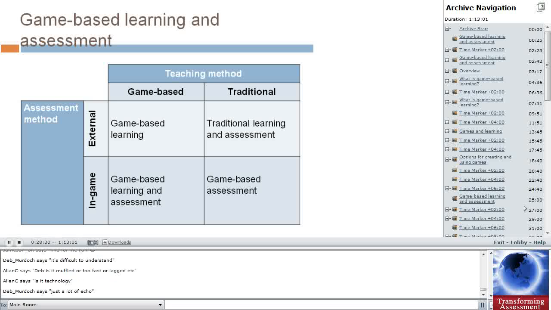Now, in-game refers to using the built-in features of the game, such as the scoring or the leveling up, to assess progress. And external refers to a variety of assessment methods that can potentially be integrated into the game-based learning scenario. Now, of course, it's possible to mix and match the different types, and actually this is what more often happens in practice.